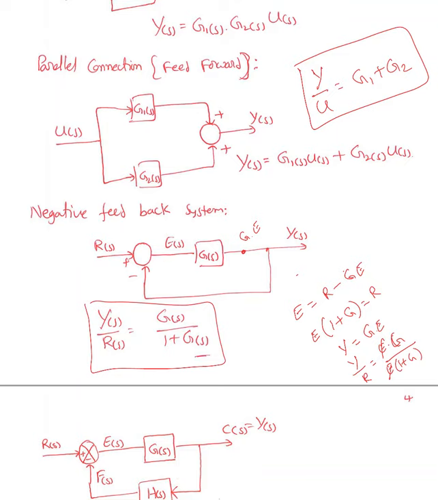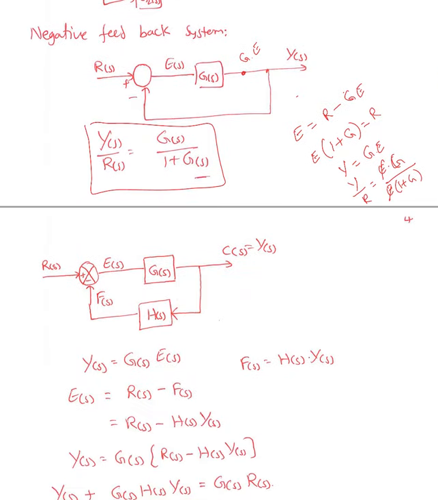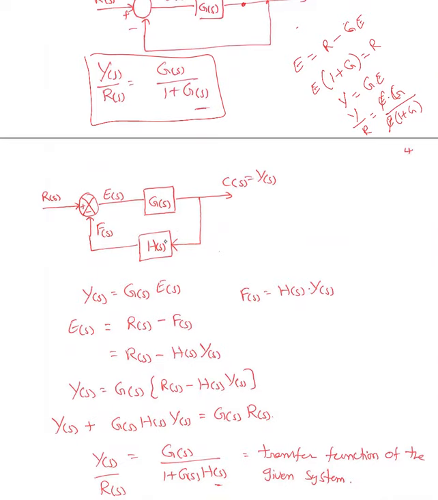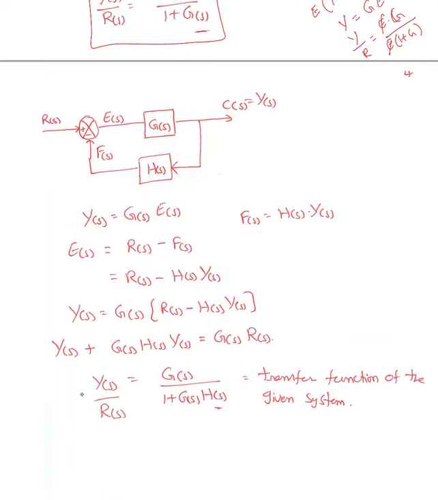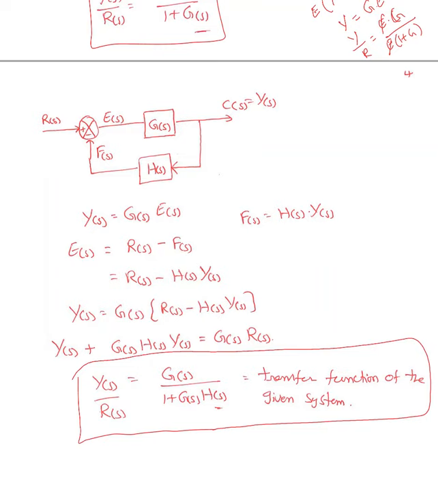I highly recommend you remember this; do not solve it every time. Whenever you have negative feedback, you will end up with positive in the denominator, and if you have positive feedback, negative there. Another one: I have a feedback block H(s). Then the transfer function is Y over R equals G over 1 plus G times H. That's the transfer function. We're going to use this a lot, so I need you to remember or practice these two a lot.